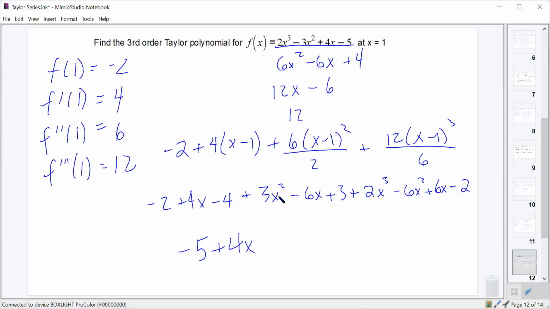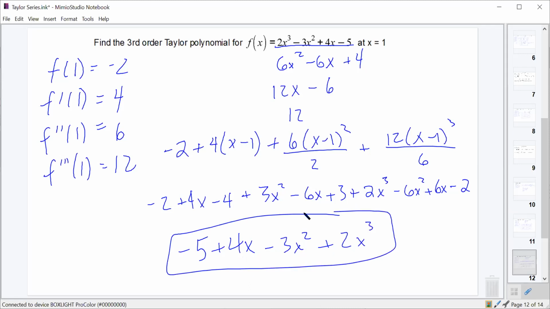We got a 3x squared and a minus 6x squared, that's a minus 3x squared. And we've got a 2x cubed. And it comes out to be exactly the same. So anytime you are asked to construct a Taylor polynomial, small chance this might happen. For a polynomial, as long as they're the same degree, it will be the same function. Exact same function. No matter what x value you plug in. If we did this at x equals 2 or x equals 100 and simplified it out, we would get the exact same original polynomial. Everybody good?